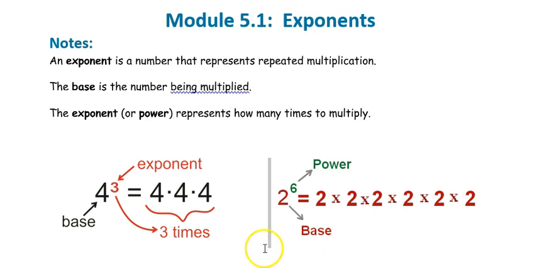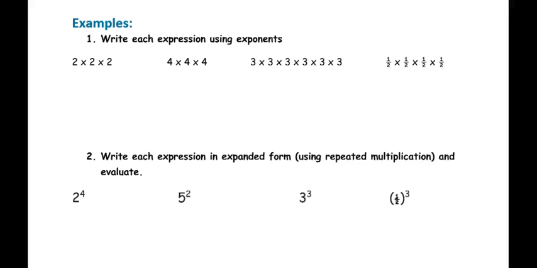Now let's take a look at a couple of examples. In our first example, we're going to write each numerical expression using exponents. So in the first one, 2 times 2 times 2, I know that my base is going to be 2, and the number of times multiplied is 3. So my exponent or power is 3: 2 to the third power.